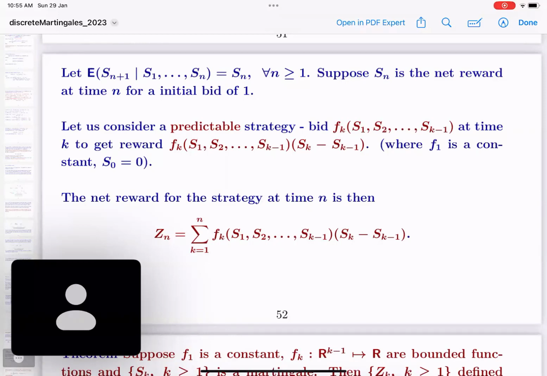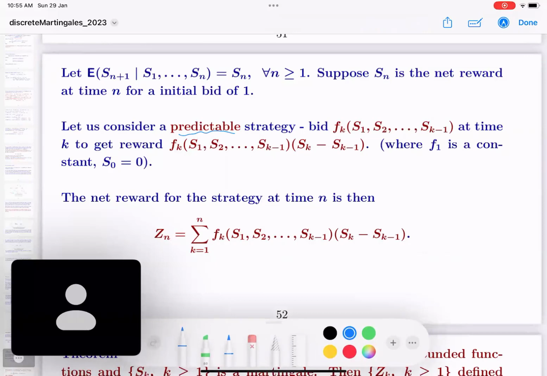Now, let us consider a predictable strategy. I have used the word predictable, which means at time k, the strategy is a function of random variables, but random variables observed up to the previous round, not this round. Because you are implementing this strategy before the kth game is played, you can use all the earlier ones, but not that one.